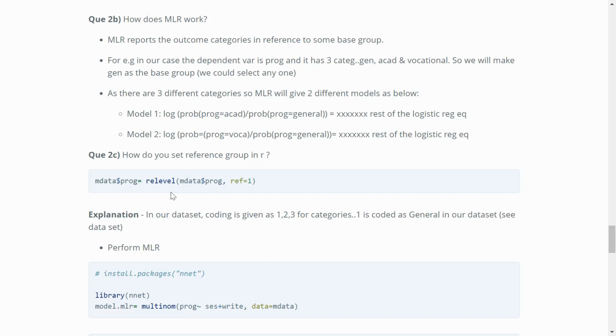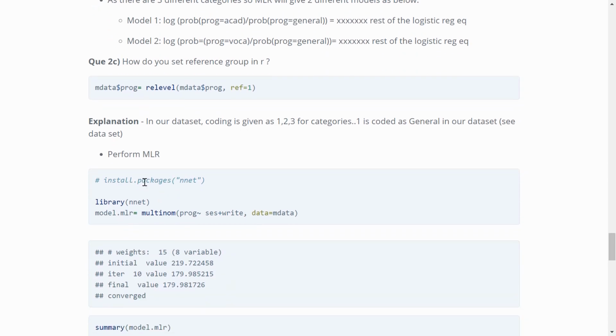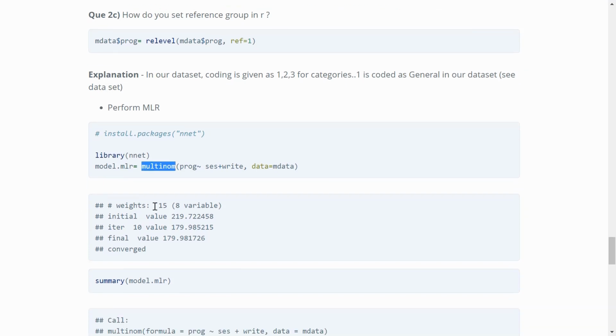Now we can move on and perform MLR. So first we will install the nnet package. Now as I have already done it, I have put a hashtag sign and I am directly calling the library. Then we will use the multinom function and write the formula.